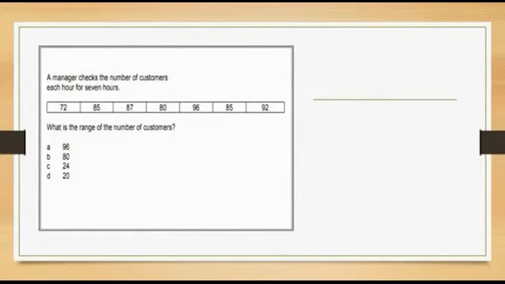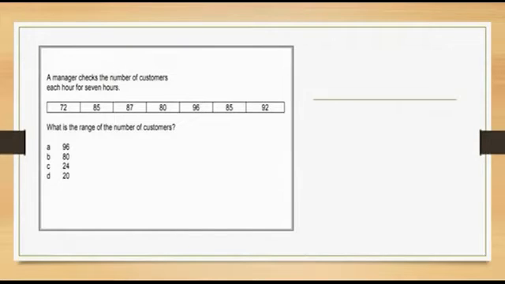All right? So a manager checks the number of customers each hour for 7 hours. What is the range of the number of customers? And as you can see, you see 1, 2, 3, 4, 5, 6, 7. There are 7 different values there that represent the 7 times he would have checked how many customers are in the store.